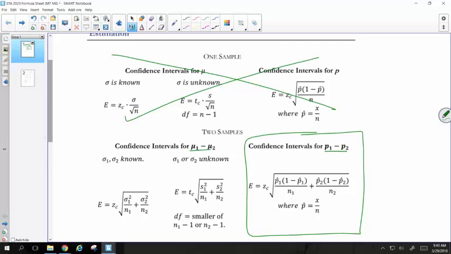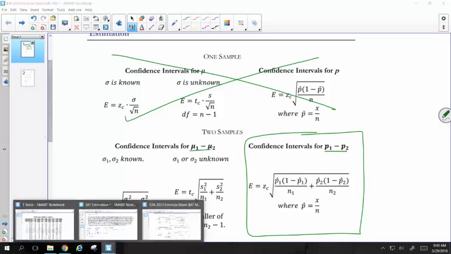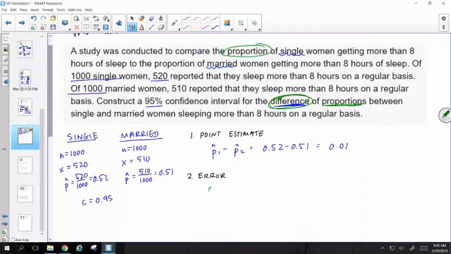But it's not any different than what we had for only one sample. Like one sample looks like this. All we do is just twice, one for each sample. So we created already P1 and P2 hat. We know the sample sizes. It's just a matter of getting all this stuff in there correctly. So I'm going to copy the formula over to the problem. Margin of error is the critical value of z times the square root of P1 hat times 1 minus P1 hat divided by sample size 1 plus P2 hat times 1 minus P2 hat divided by sample size 2. All that under the radical.